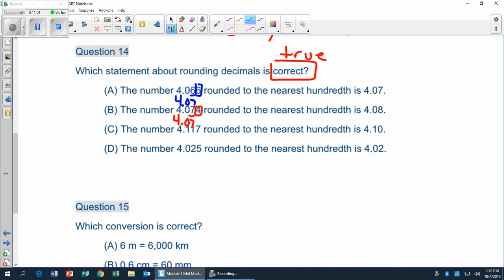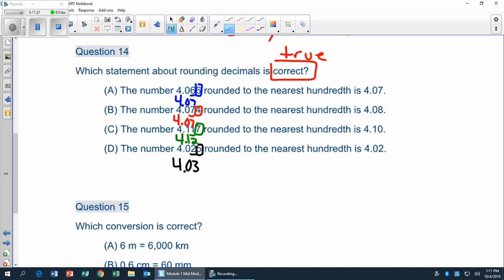I'm going to solve each one, and then I will look at the answers to see what matches. So this is the 100th. The 7 moves the 1 up to a 2. Everything to the left stays the same, and we drop everything to the right. And this last one, the 5 bumps the 2 up to a 3. Everything to the left stays the same. So now I'm going to go through.